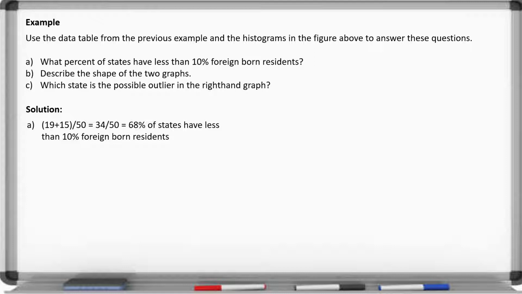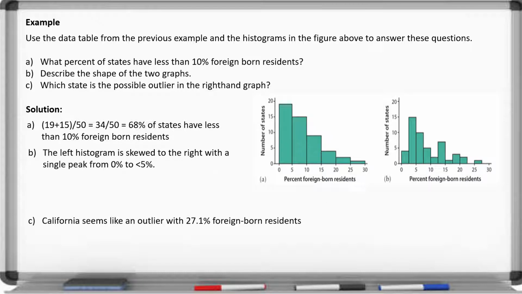Describe the shape of the two graphs. So we'll show the graphs here so we can reference them. So the left histogram is actually skewed to the right, and then with a single peak of from 0 to 5%. So there's a peak here, obviously, and then it's skewed to the right because this is the direction of the longer tail.